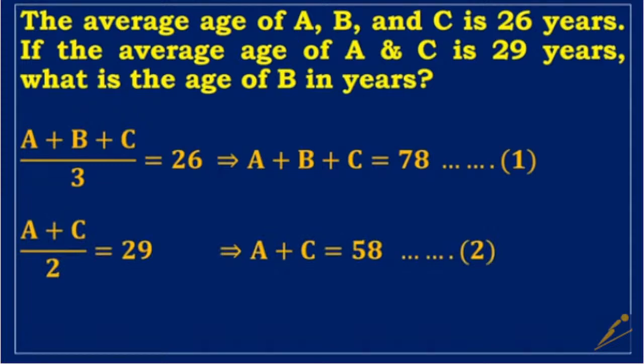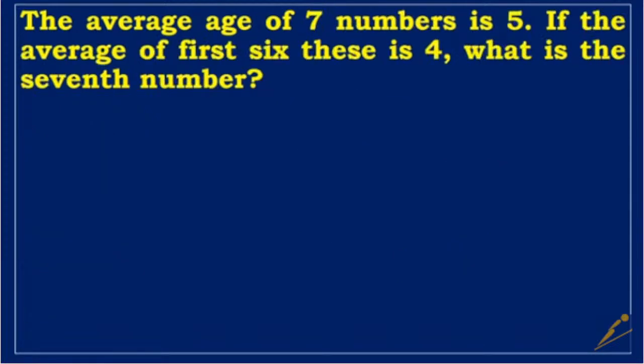We can use these two equations to find the age of B first. We'll substitute the second equation into the first equation for finding the age of B. Age of B equals 78 minus 58, which is 20. So, the age of B is 20 years. Here is an example to help you understand the basic concept of averages.